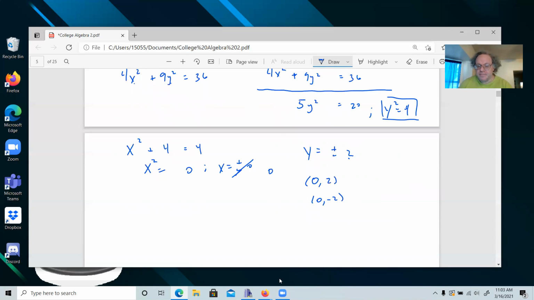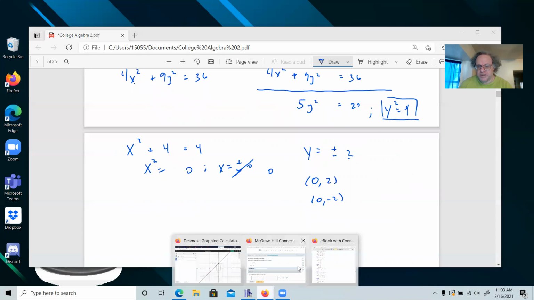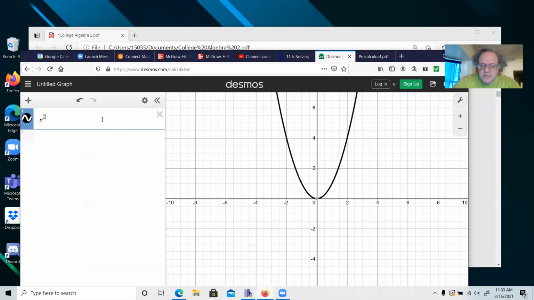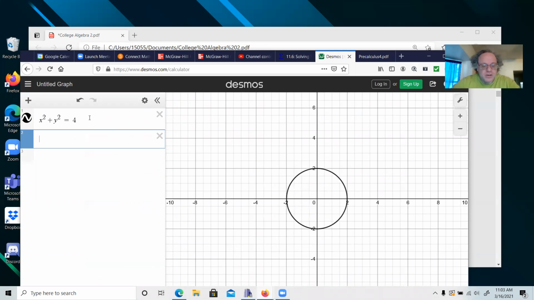And again, we can go check out Desmos and see whether or not we got the right answer. So what are we looking at here? We're looking at x squared plus y squared is equal to 4, the circle. The other one's going to be an ellipse. So we have 4x squared plus 9y squared, and that was equal to 36.